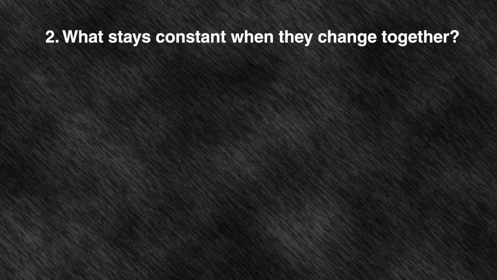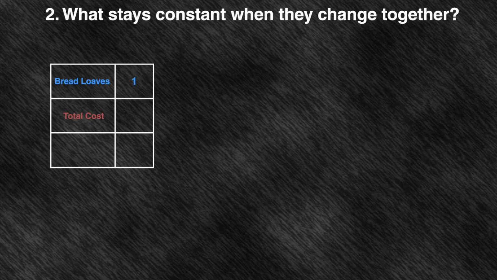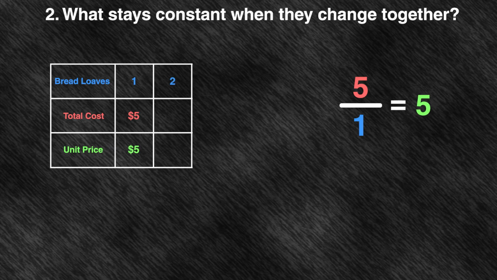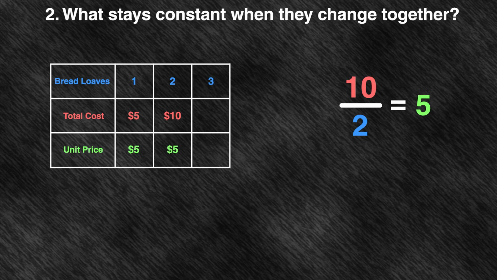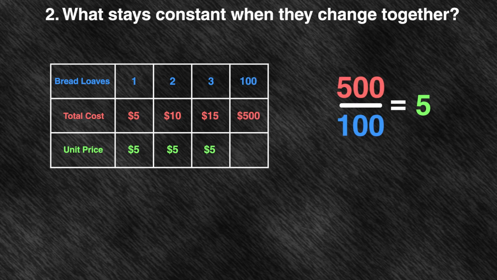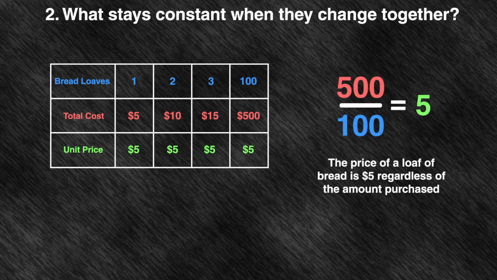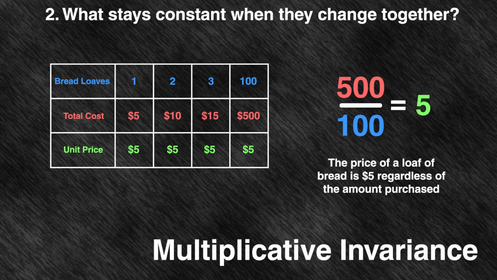You can also ask, what stays constant when they change together? Does the one quantity per one unit of the other stay the same no matter the amount involved? In the same example, if we divide the total cost by the amount of bread purchased, we can see that no matter how many loaves of bread that we buy, each individual loaf of bread still costs $5. Since this relationship is the same across all amounts, this is a proportional relationship. This consistency is called multiplicative invariance.